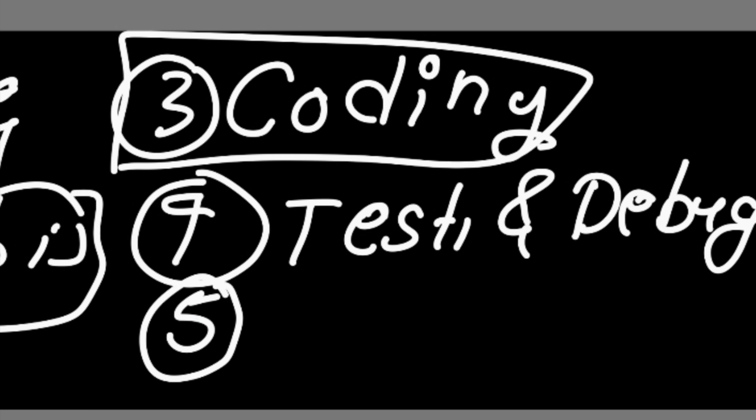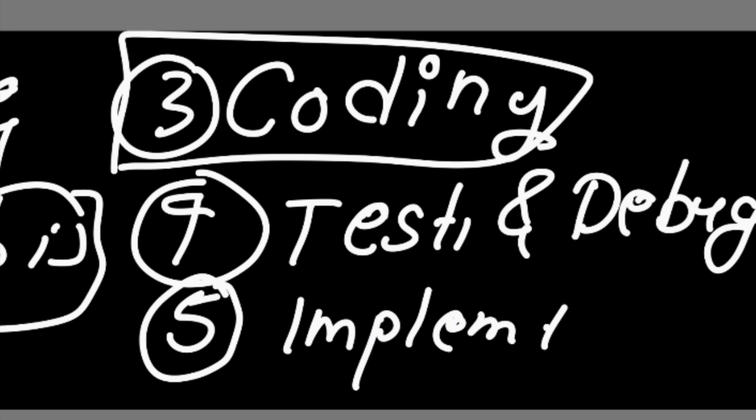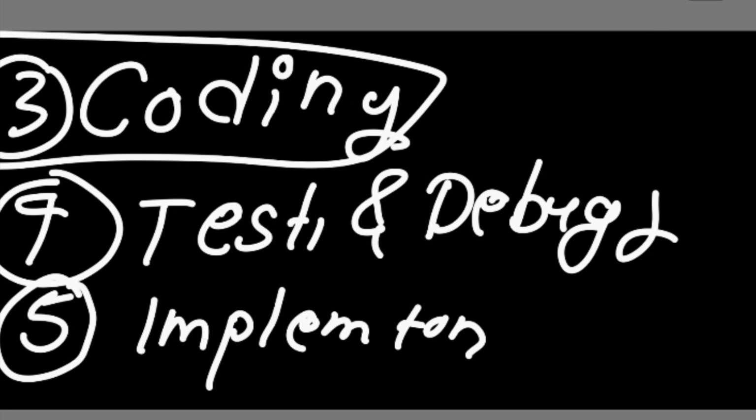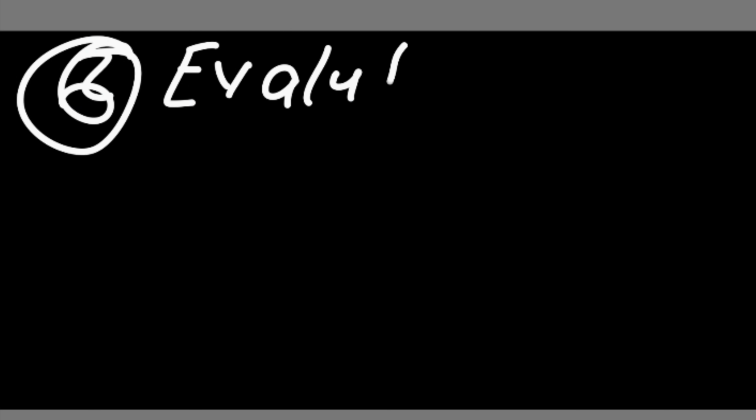Only after testing if the code is working and if the user requirement is solved, then we come to the next part, that is implementation. Implementation is giving the software or the app to the user. After implementation, still in many cases, there are bugs and stuff like that. So that's why we need to evaluate. We have to evaluate whether or not our code is working fine, if there is any error.